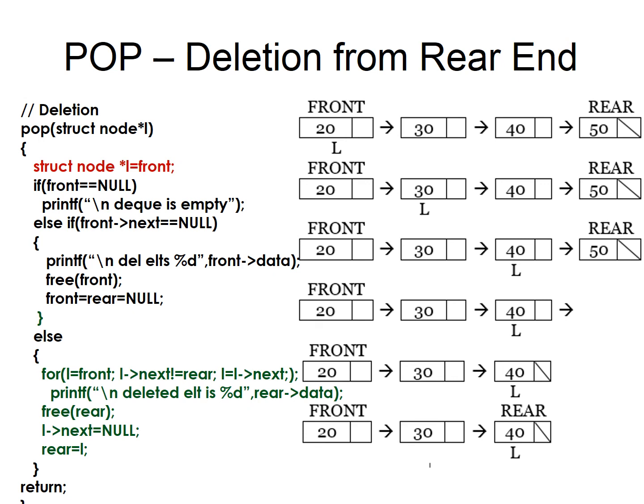I am freeing the rear node. So what happens? 50 will be deleted. Now I have to assign L of next to null, because the 40 node is referring to some garbage value, so it should be made null. How do I make it? L of next is equal to null. Now finally, 40 will become the last node, so rear should be assigned to this last node. How do I assign? Rear is equal to L. Make sure in this code the for loop runs by itself. It should terminate with a semicolon, otherwise the line below will be executed. So that's all for the pop operation.